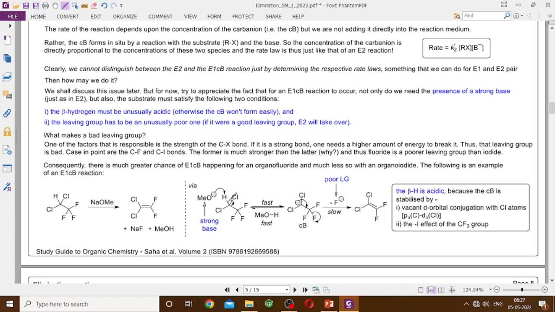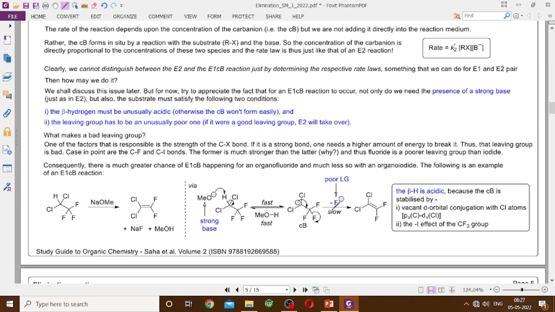So this hydrogen is unusually acidic, and we also have on the alpha carbon only fluoride as a leaving group. The carbon fluorine bond is strong, therefore fluoride is a poor leaving group. So all the three conditions essential for the E1CB have been met here.